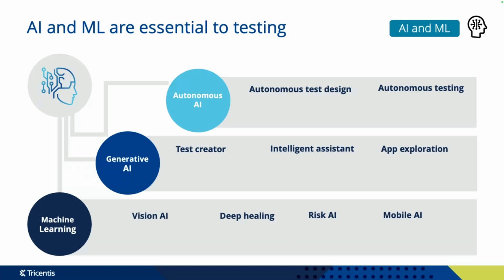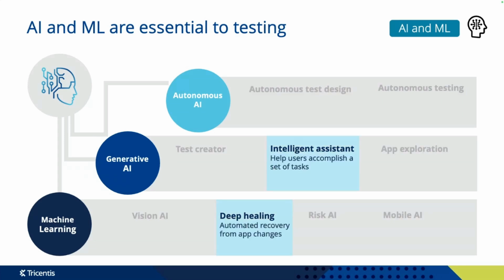For this particular webinar and for this release, we're going to highlight two specific areas. The first is using ML for deep healing. By deep healing, we mean making tests more resilient against changes to the application, to keep them running and recovering even when the application changes. And also this intelligent agent, which allows inputs from the user to answer questions and help them move on their way and become more productive with their tasks.